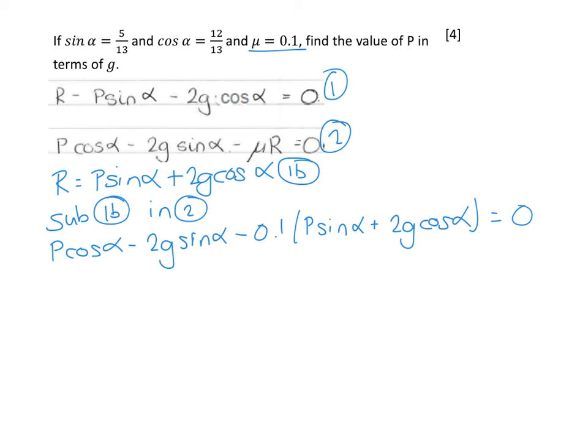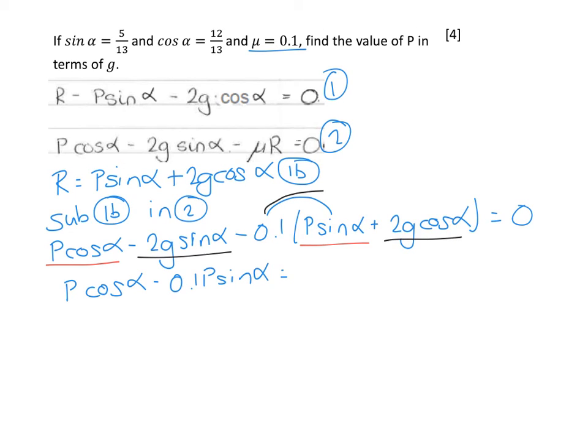So terms involving p are going to be the two underlined in red, this term and this term. So p cos alpha, and our second term is got from multiplying here, so we're going to have minus 0.1 p sine alpha. Our other two terms are here and here. That one gained from multiplying these two terms together, and we're going to move them straight to the other side. So thinking about changing the sign, it's going to become a positive, and 0.1 times 2 is going to give us 0.2 g cos alpha.